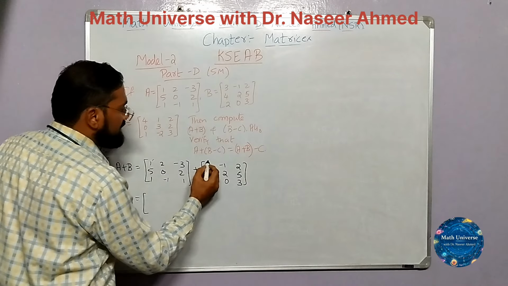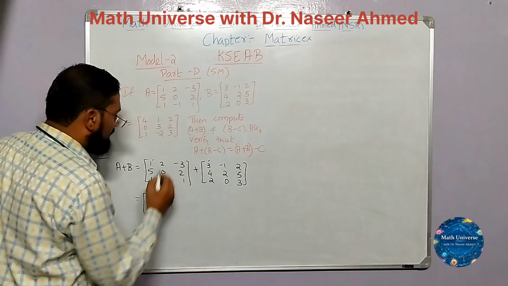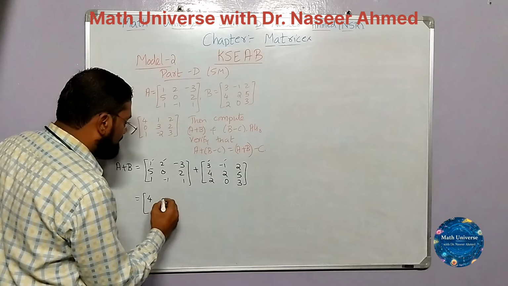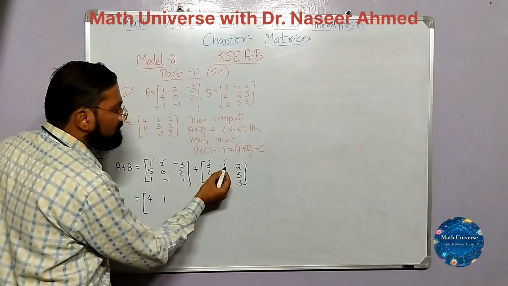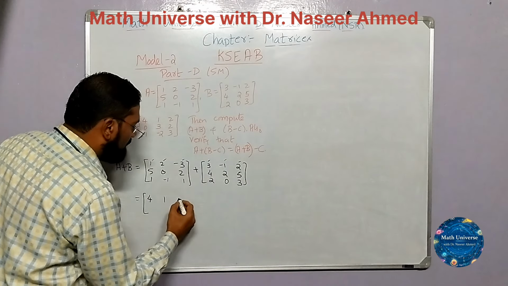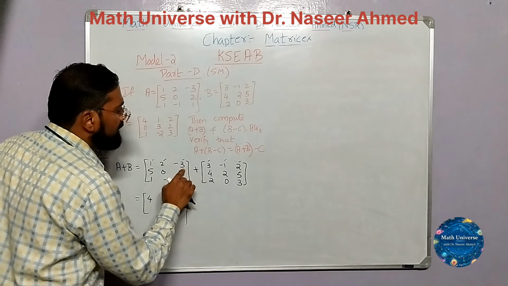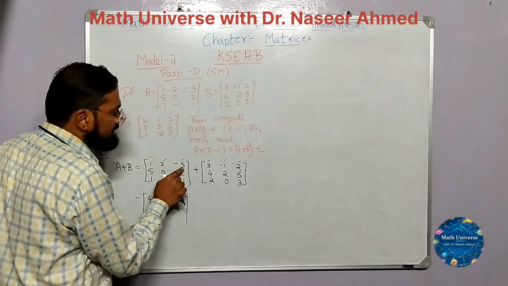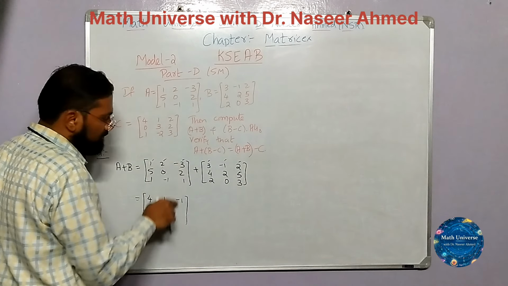So 1 plus 3 will be 4. 2 minus 1, signs are different, so we subtract. 2 minus 1 is 1. 2 is larger compared to 1, so sign will be plus. Minus 3 plus 2 will be minus 1, just talk about the number: 3 is larger than 2, so sign is negative, so minus sign there.